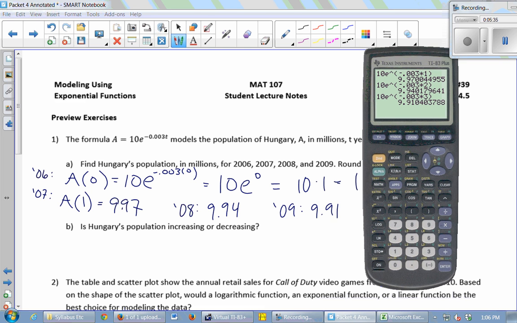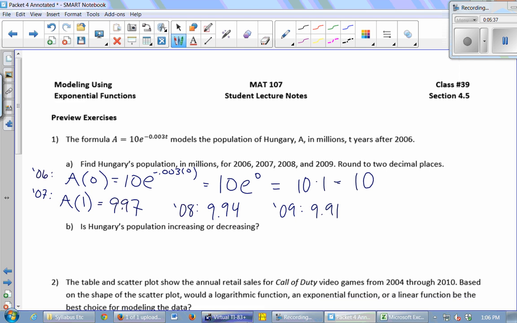Okay. So look at this list, this sequence of populations. I've got 10, 9.97, 9.94, 9.91. Is the population going up or going down? Down, so it is decreasing.